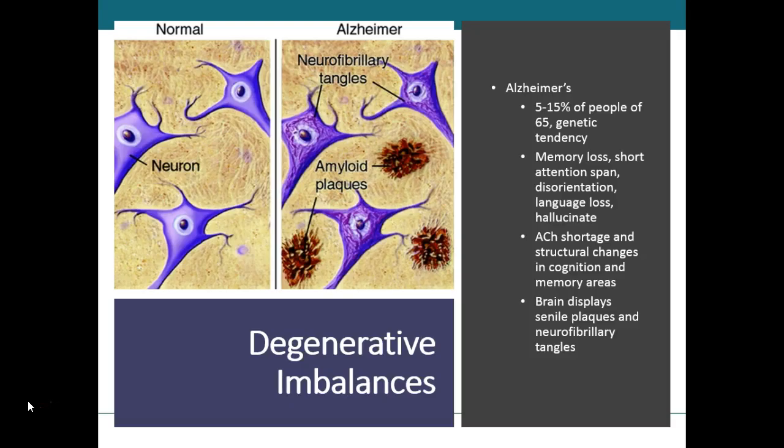Alzheimer's disease is the most common form of senile dementia, affecting 5 to 15% of people over the age of 65. Although the cause of Alzheimer's is unknown, evidence suggests that it's a combination of things such as genetic factors, environmental or lifestyle factors, and just simply the aging process.